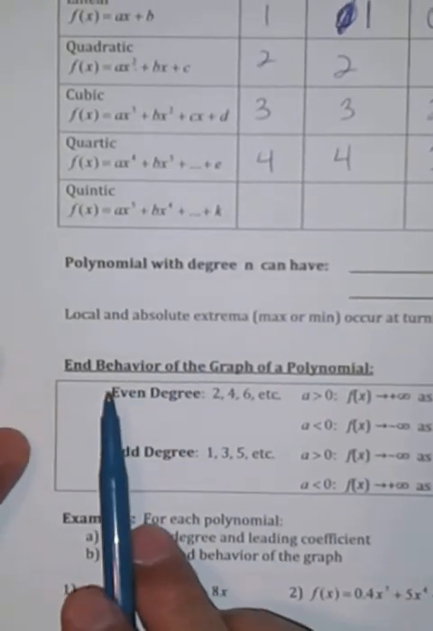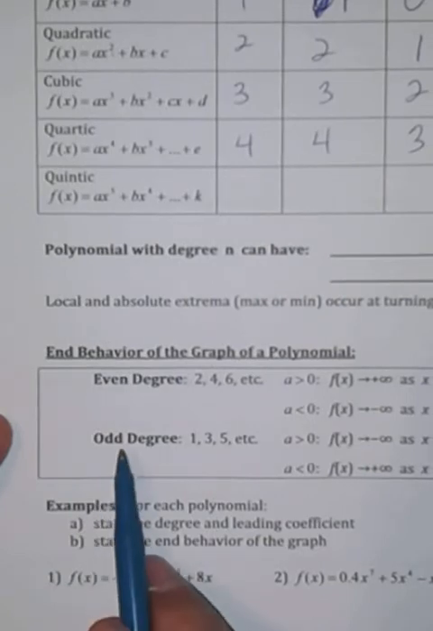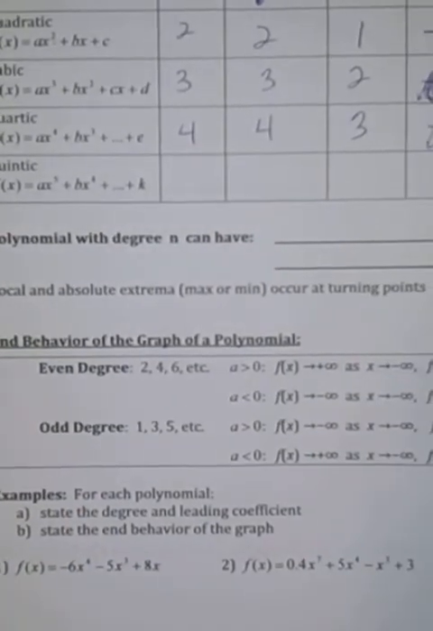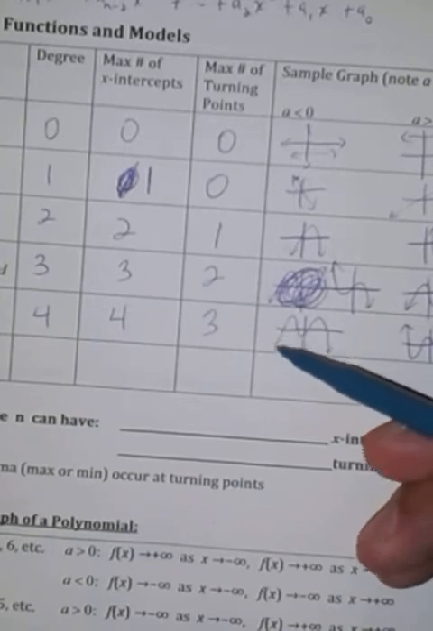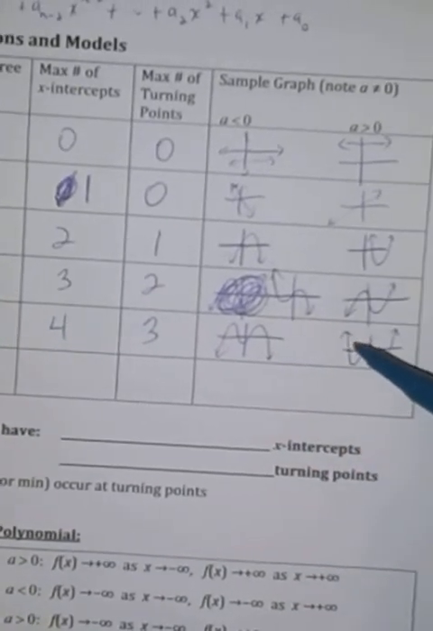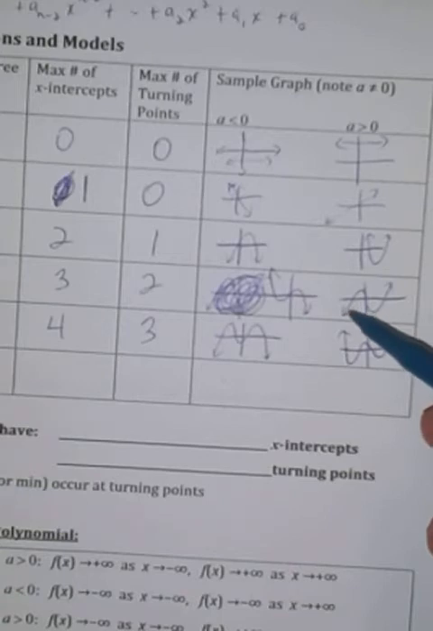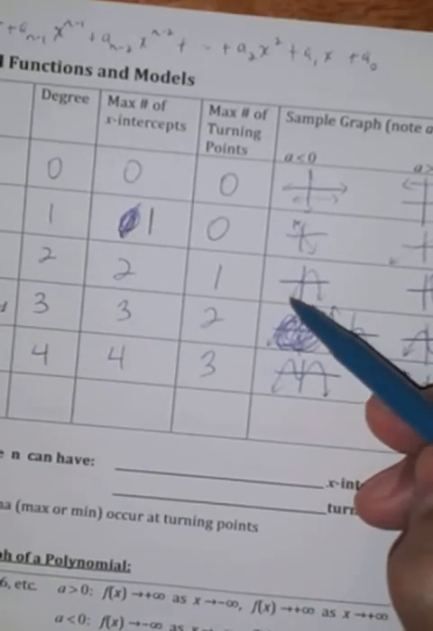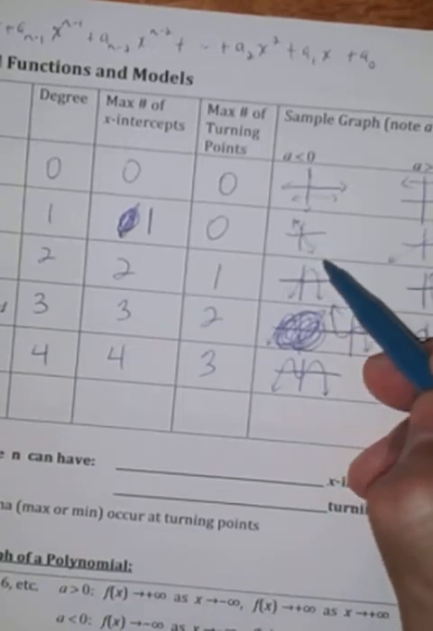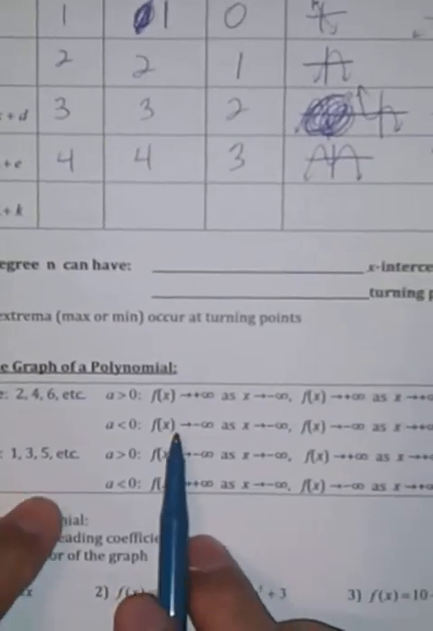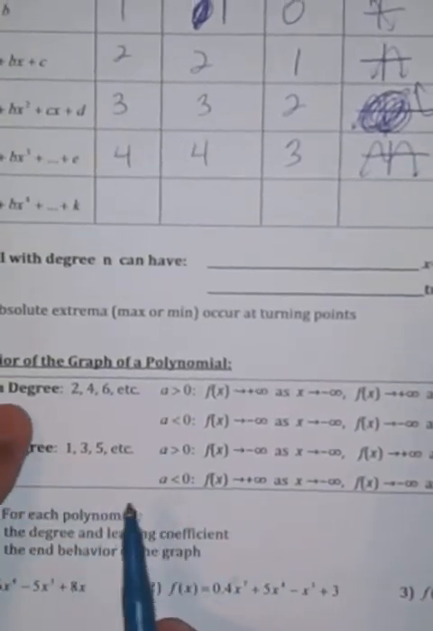So let's look at the end behavior of the graph of a polynomial. We've actually seen the end behavior, by the way. The end behavior means what happens as you're going to the left end and the right end. Notice there's a left end and a right end for all of them. Except we don't say left or right. I don't know if you notice right here, there's no mention of left or right.